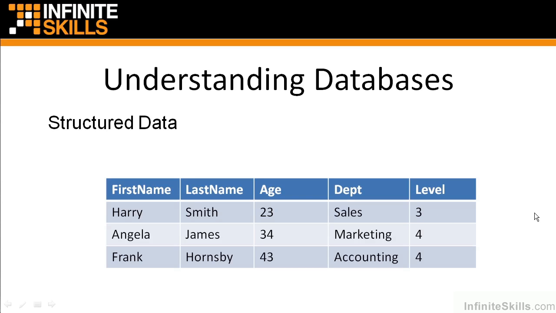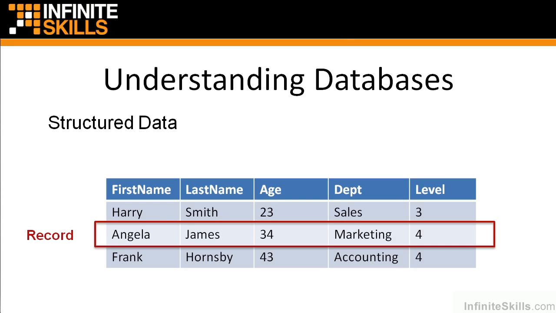But notice that we arrange our data, or we structure our data here in what's called records. So an entire row or a collection of columns is a complete record. So you can tell that all of these columns together makes a complete record or a complete thought or a sentence, if you will, about Angela James. We can tell her age, her department, her level.